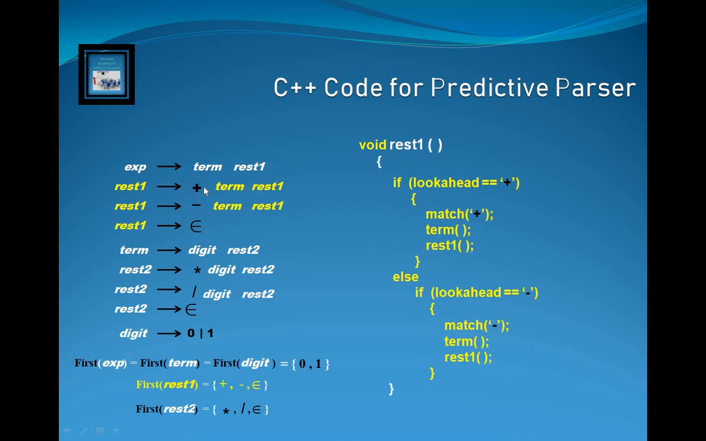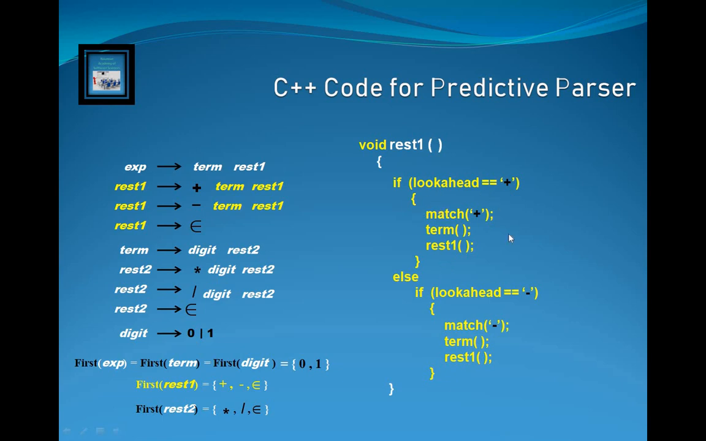In case of a token, we call the match function by giving that token which the grammar is saying. The grammar is saying here plus should come. So we are going to call the match function by giving the plus token as an input. And then the term non-terminal. So the term non-terminal's corresponding function call is here, and the rest1 function call is here.